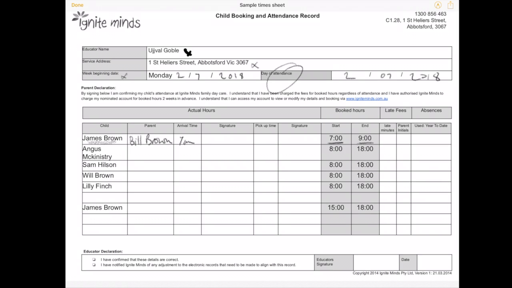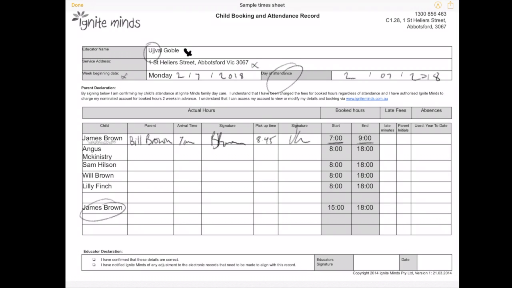He's right on time, and so he does his signature, and then the educator, which happens to be me, Ujval up here, is going to take the child to school. So I drop the child at school at 8:45, and then I do my signature there. So because James Brown has gone to school, he's also coming back, and you'll see down here.